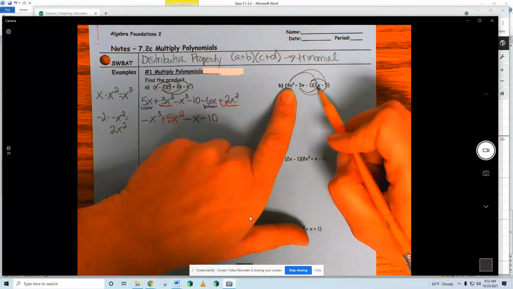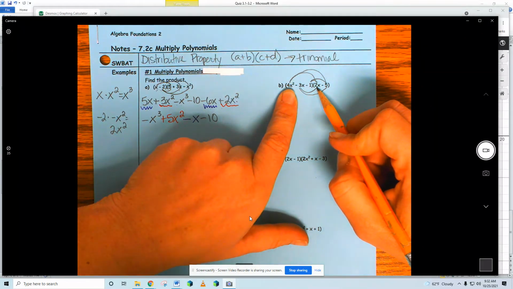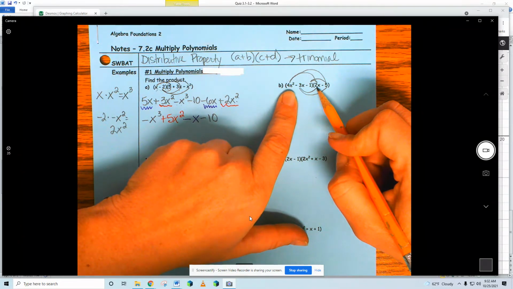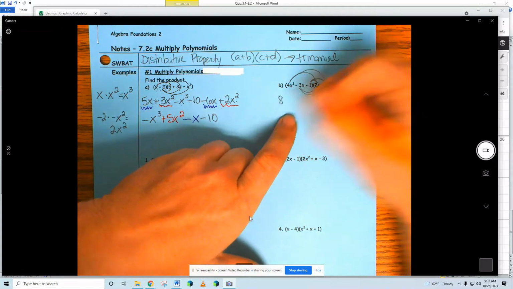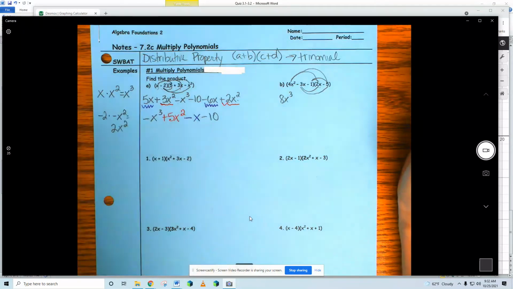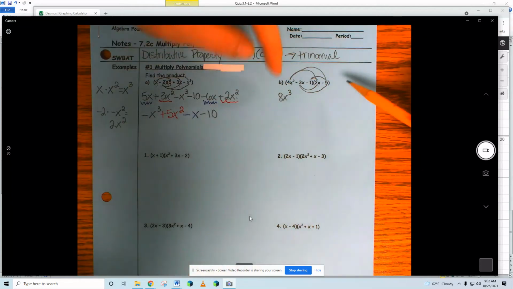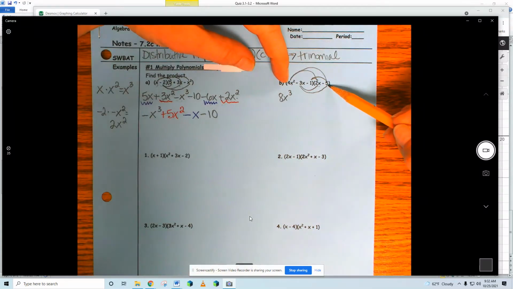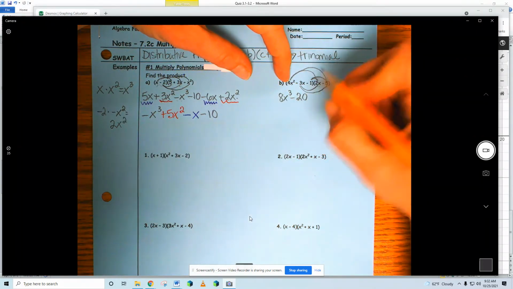4x squared times 2x. What is it? What's 4 times 2? Do the numbers first. 8. Yep. Well, yeah, x squared times x, x cubed. You're going to have to write small. This is going to be long. 4x squared times negative 5. You do the numbers first. 4 times negative 5. Negative 20. And then x squared.